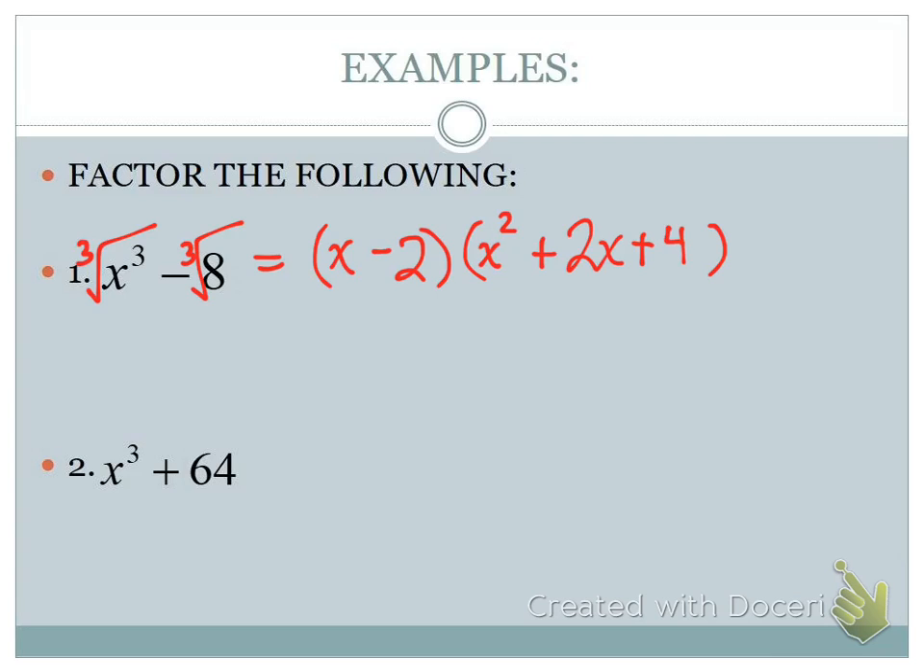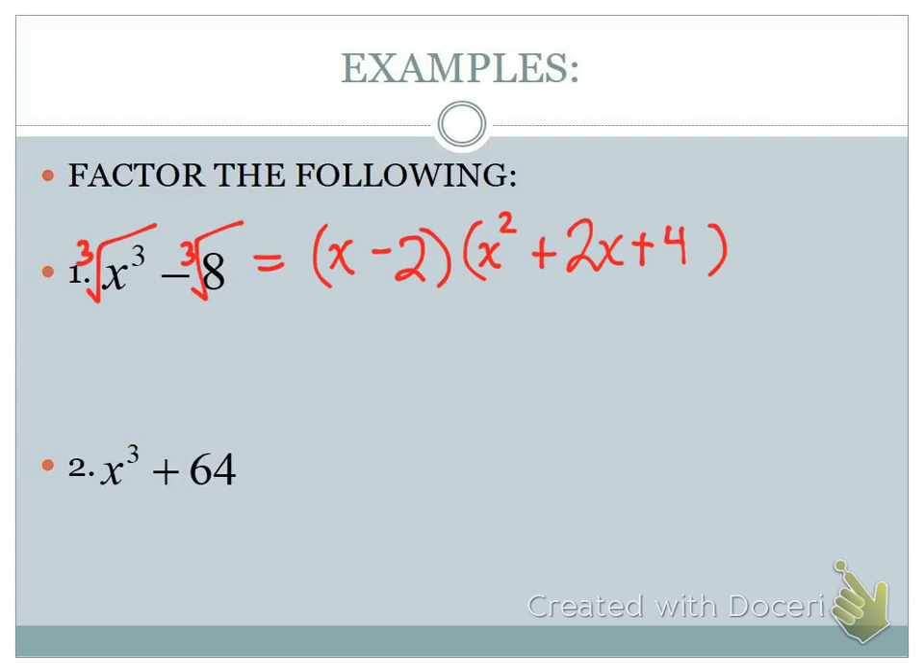If we wanted to check ourselves, what do you think we could do? Plug it in. Not quite plugging in. What operation do these parentheses imply? Multiplication. So we could multiply or double distribute back out, combine like terms, and we should end up with x cubed minus 8. And I'm not going to make you take the time to do that right now because we've got a lot of other stuff to do. But it's important that you know that you can check yourself on these. Okay? If you really care to take the time to do it, you can check yourself. All right.